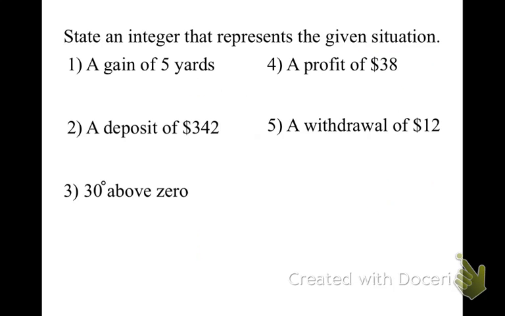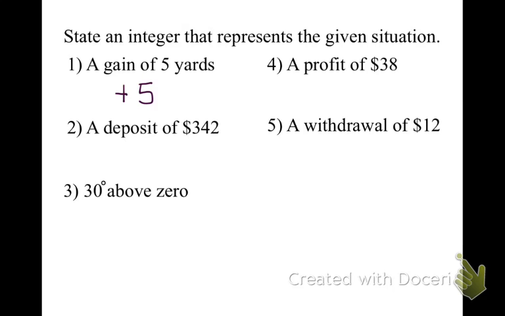Now, we're going to figure out what type of integer is going to represent our given situation. So go ahead and write down just example number 1 and make sure you're also writing down the directions. So when I read example 1, I'm looking at a gain of 5 yards. If I'm gaining 5 yards, that means I'm increasing. If I'm increasing, what does that mean? That means I am adding 5. It'd be a positive 5.